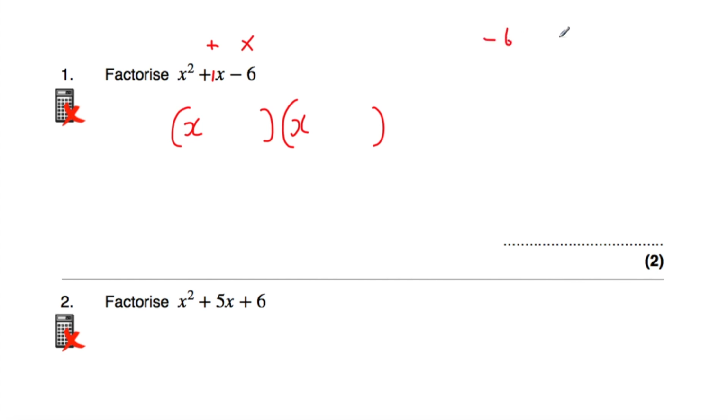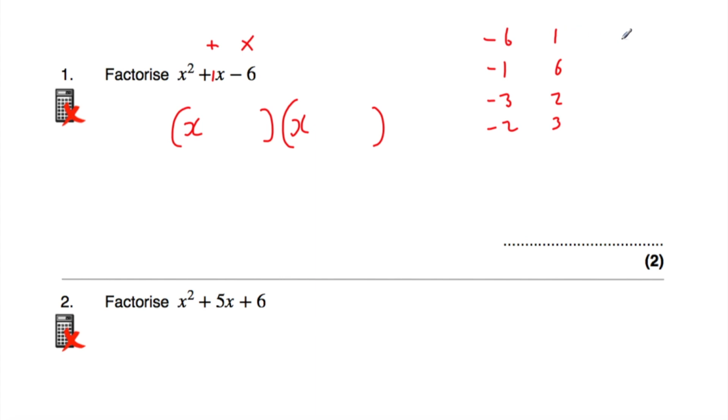So -6 times 1 is equal to -6. We could have -1 and 6, they times together to give us -6. We could have -3 and 2, those would times together to give us -6. We could even have -2 and 3, and they're all the ones that I can think of for now in terms of numbers that will times together to give us -6. And let's see if we can find the pair that will add together to give us 1.